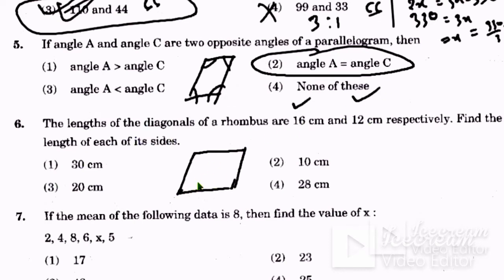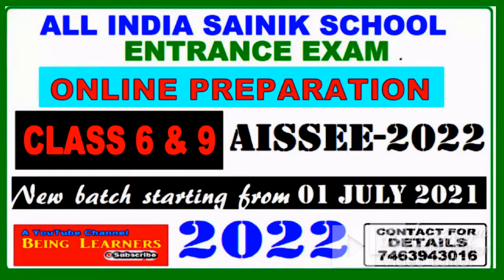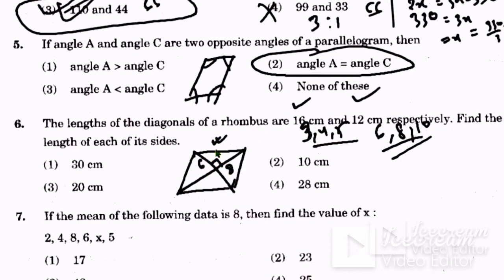So what is given? The two diagonals are given. So this is the diagonal, and you know diagonals bisect each other at 90 degrees. So you can have this as 8 and this as 6, because the diagonals intersect and bisect each other at 90 degrees. So this is 6, this is 8. By the Pythagorean triplet, you know 3, 4, 5 is a Pythagorean triplet, and if you multiply by 2, 6, 8, and 10 are a Pythagorean triplet. So the side will be 10 centimeter. So the answer is 2.